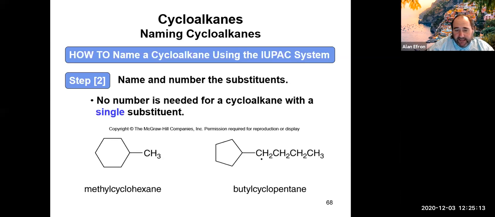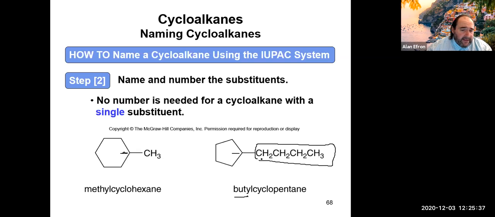And obviously, as we can see here, if there is just one group attached, no need for the number. So this is a methyl group, and that would be methylcyclohexane. This is a butyl group. I'll spit it out there. That is a 4-carbon group, and that's a butylcyclopentane, again, carbon number 1.